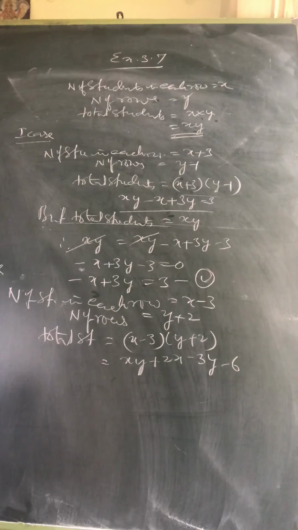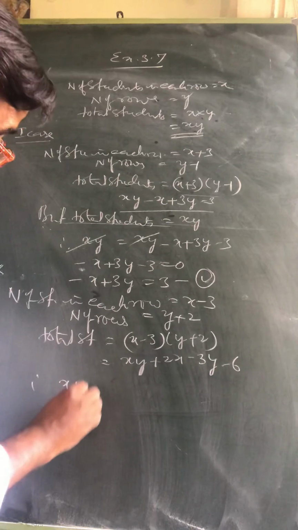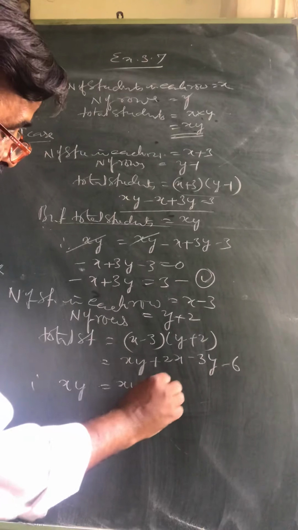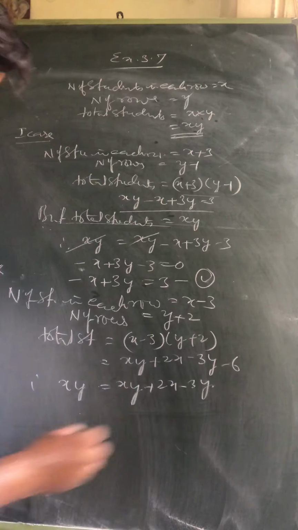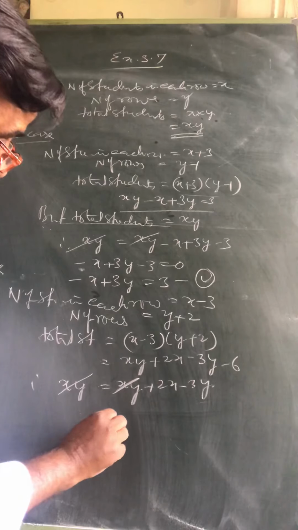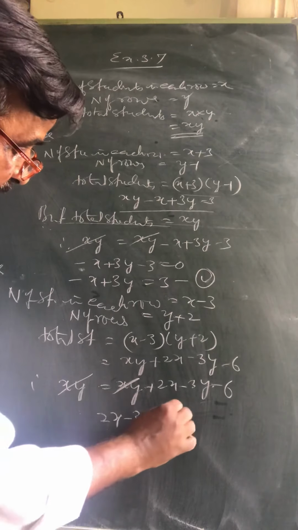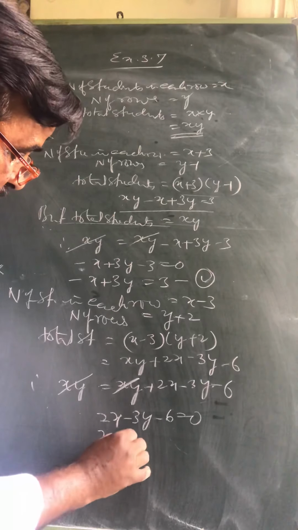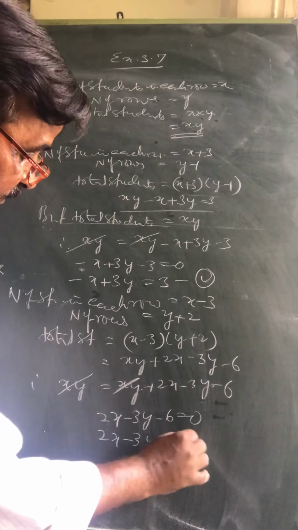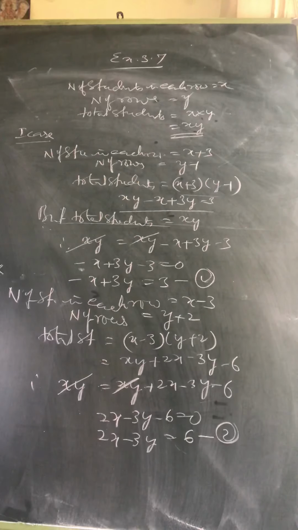But the total students are how many here? xy. Equate with this. Therefore, xy is equal to xy plus 2x minus 3y minus 6. xy cancels. Now, how much did you get? 2x minus 3y minus 6 is equal to 0. Then 2x minus 3y is equal to 6. It is the second equation. You got it. 2x minus 3y is equal to 6.